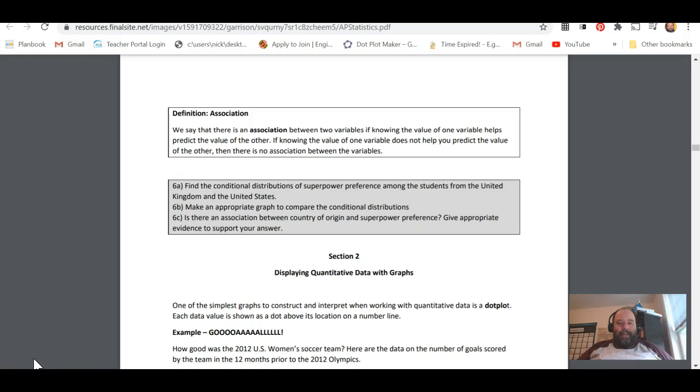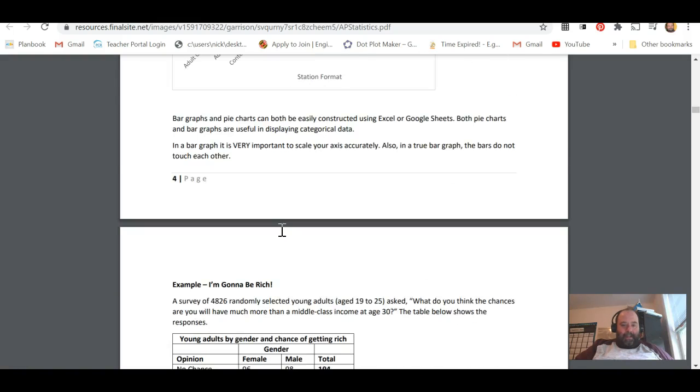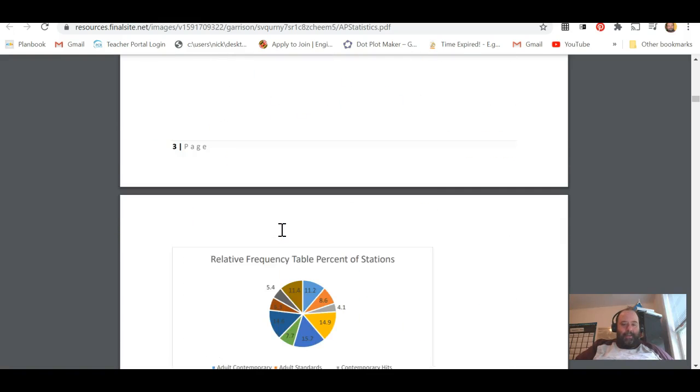Okay, so I'm going to take a look at number 6 from the summer work here. All right, so the first part of this 6A says find the conditional distributions of superpower preferences among students from the United States and the United Kingdom. So you need to scroll up a little bit here to find that information that you need to work with here.